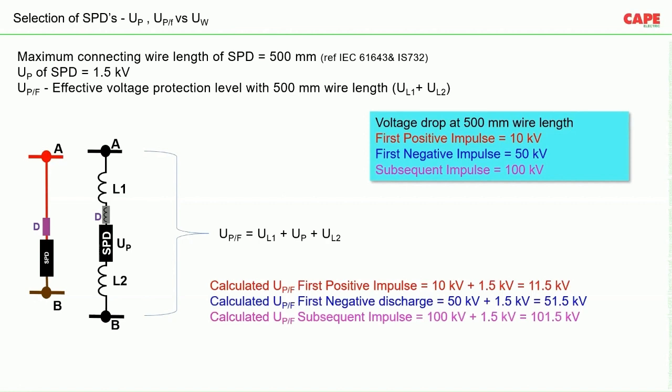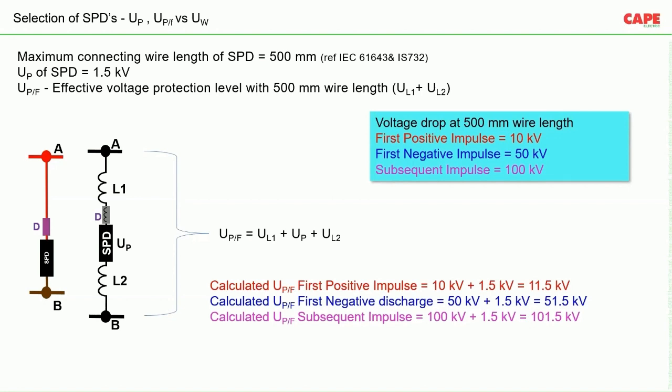Now we are going to see the calculated UPF. The calculated UPF will be UL1 plus UL2, which is 10 kV, and then UP is 1.5 kV for general SPDs. This can vary from SPD to SPD, but generally it is 1.5 kV only. We have considered 1.5 kV for that reason only.